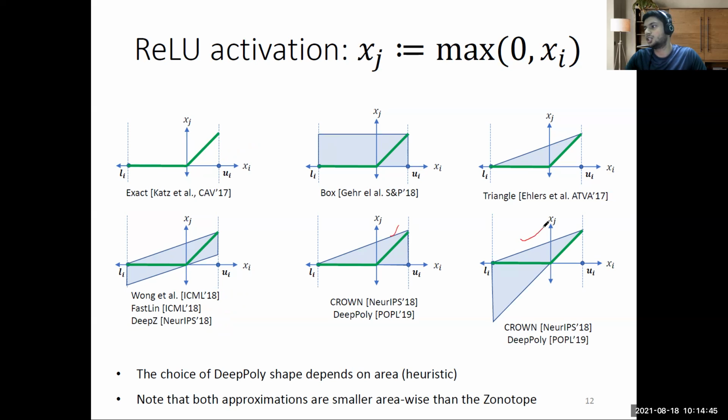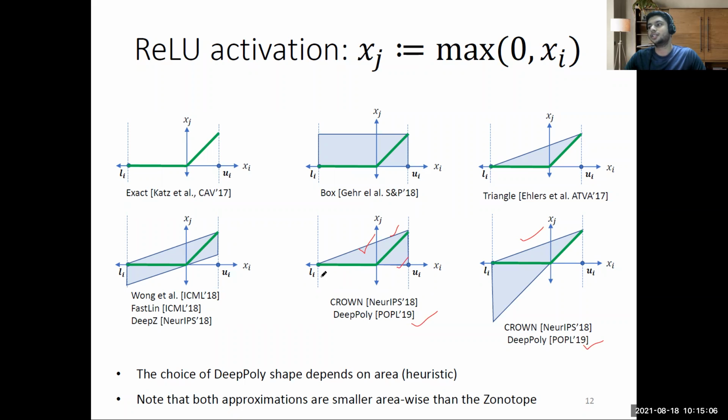And this one is quite similar. These are the shapes that are defined by DeepPoly, and it is defined in this paper. So, similar to the zonotope, you can define this shape with two constraints: a constraint for this line and a constraint for this line.